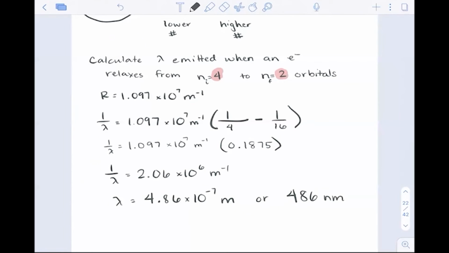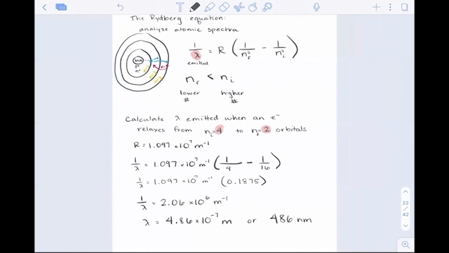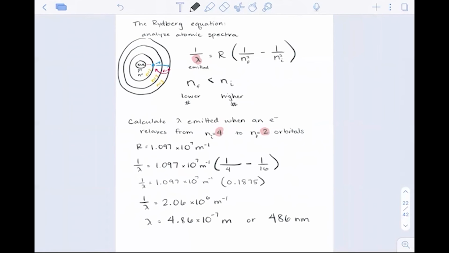Now, again, you wouldn't need to come up with all of those transitions. We'll see a nice little visual in a little bit, bringing in the Bohr model.